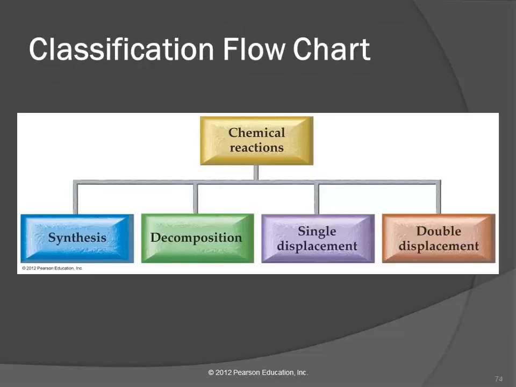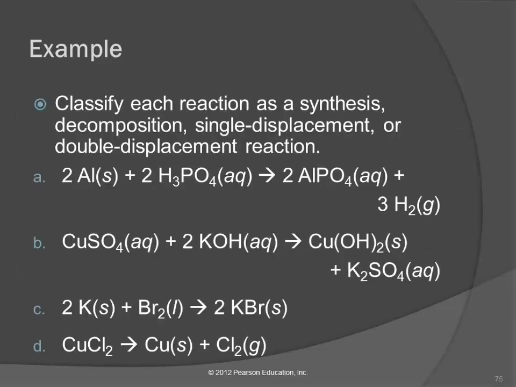So here's the flow chart for this type of categorizing. General chemical reactions can be divided into these 4 categories: synthesis, decomposition, single displacement, or double displacement. Now, any reaction that's in one of these categories is also going to belong to one of the categories where we look at what's happening. So many things can be classified more than one way.